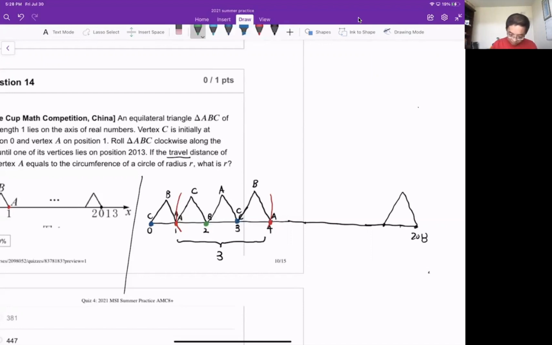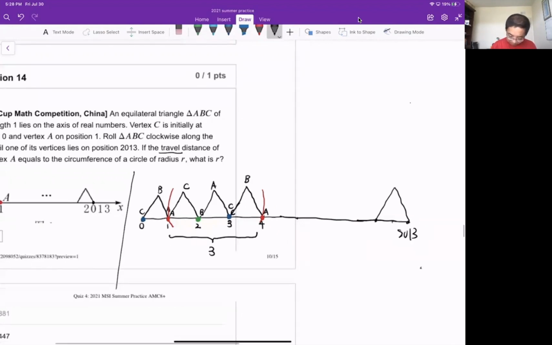Now let's look at this position, 2013. This guy is divisible by 3. This one is 3 times 671. So divisible by 3 means that this is C.